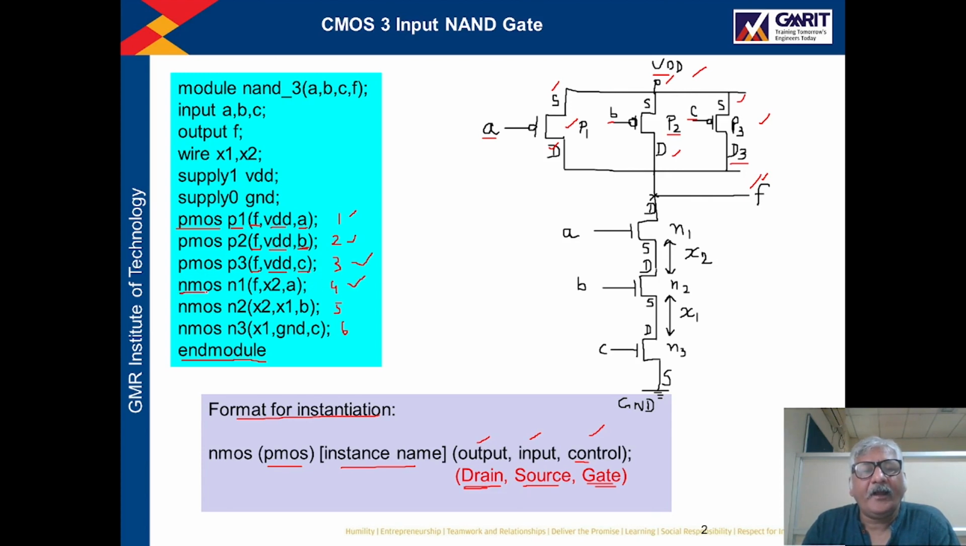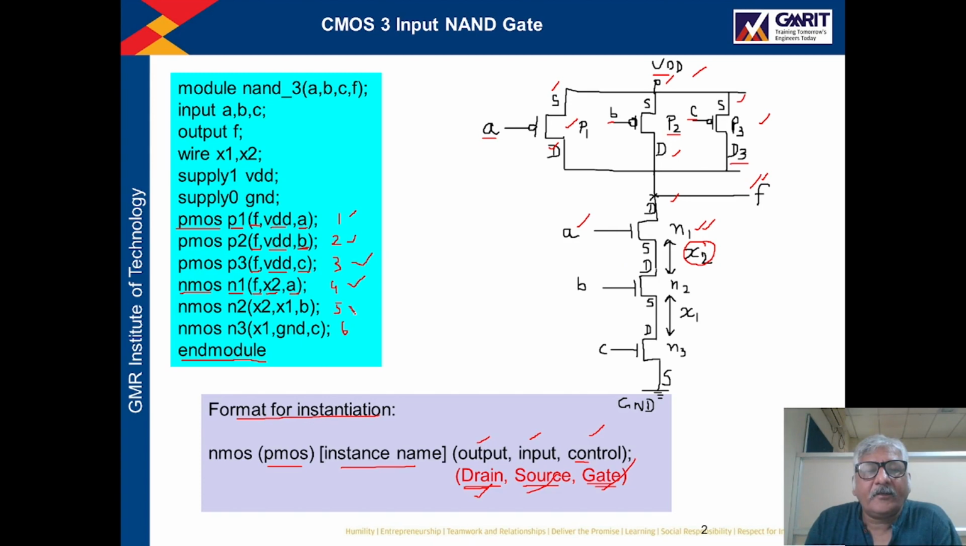Now instantiation statement number 4. It is for my NMOS labeled as N1. So this is N1. So what is the sequence? Drain, source, gate. So what are the drain, source, gate terminals of N1? Drain is F, source is X2, and gate is A. So F, X2, A.